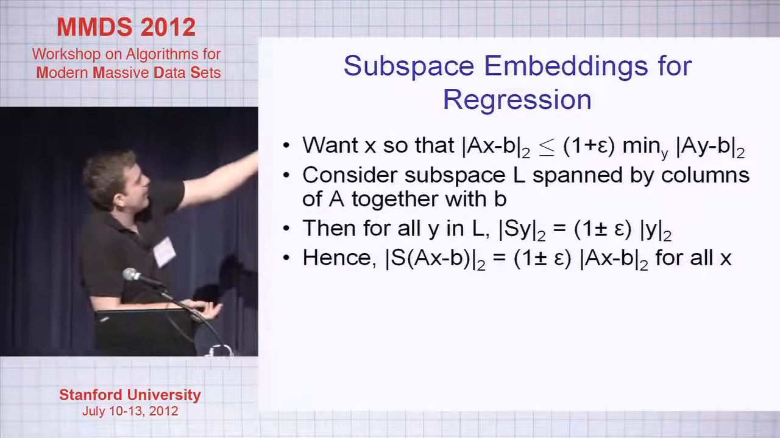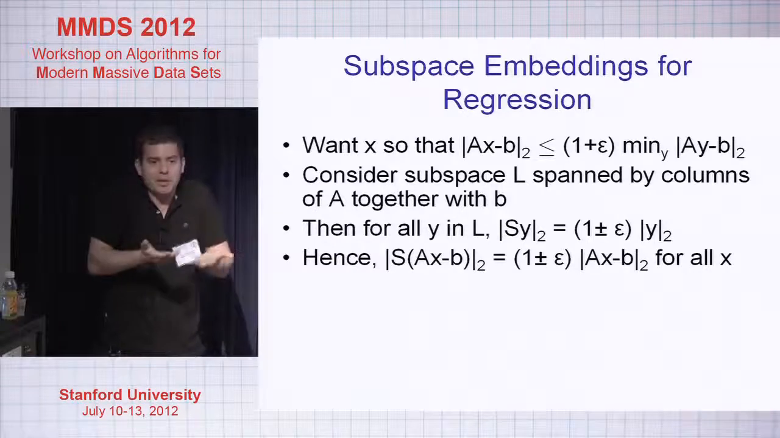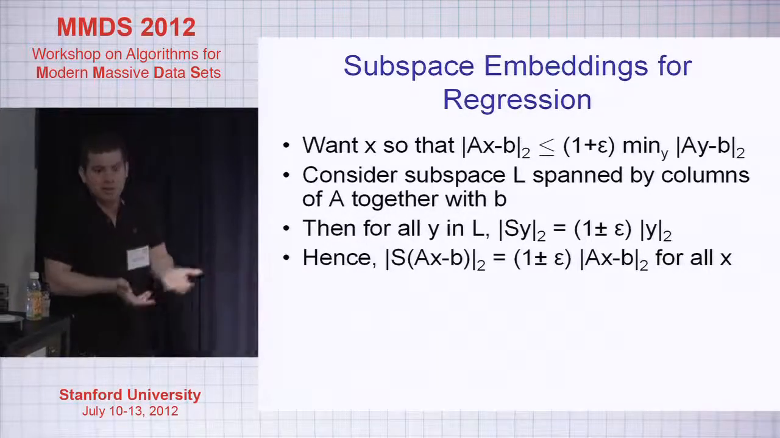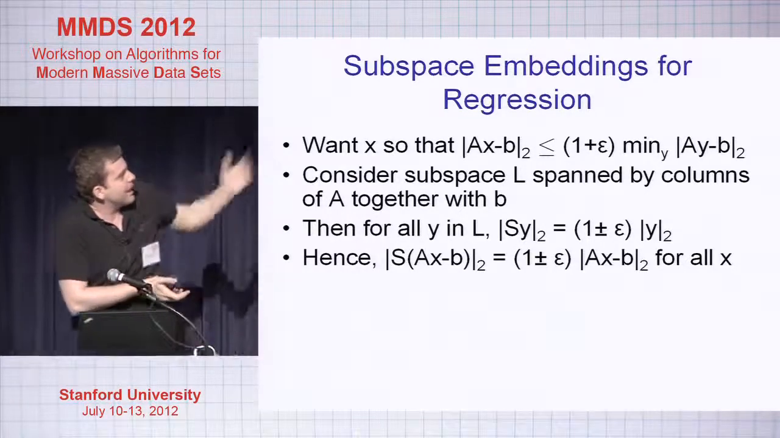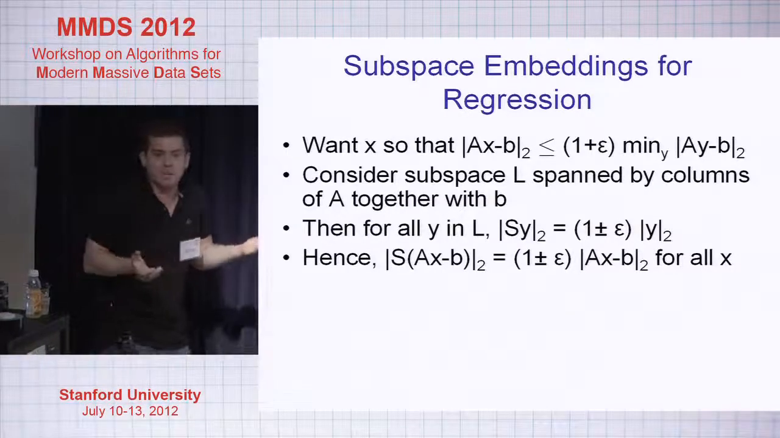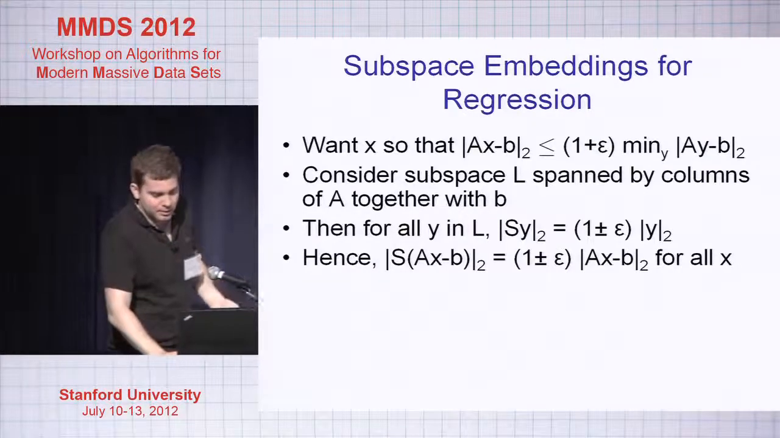What do we care about? Well, we care about vectors of the form Ax minus b. That's some linear combination of the columns of A and b, so it's in this space L. So we have that the 2 norm of S times (Ax minus b) is within 1 plus epsilon of the 2 norm of Ax minus b for all vectors x, because it's a subspace embedding.